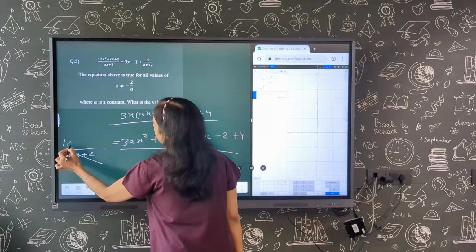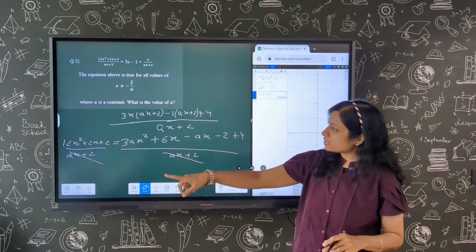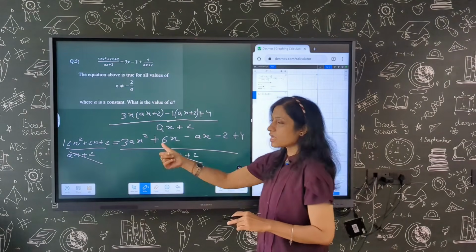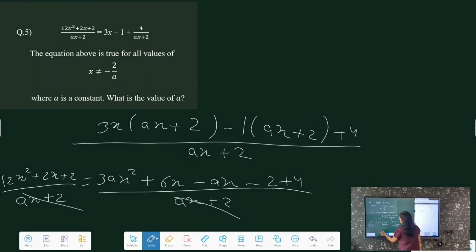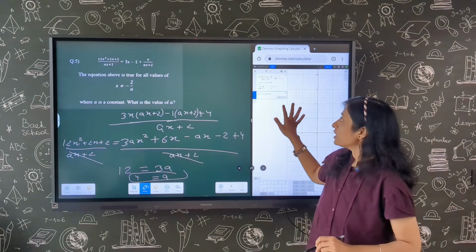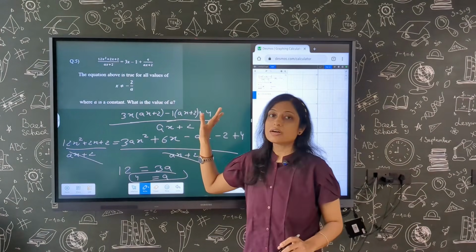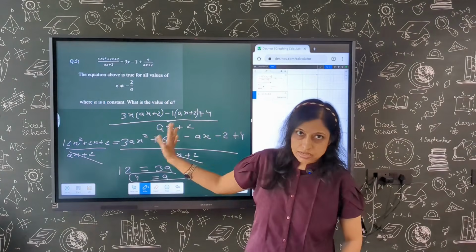In the numerator we have 12x square plus 2x plus 2. The x square coefficient on the left hand side is 12. On the right hand side we have 3ax square. So we will say 12 is equal to 3a. It means the value of a that we are getting is 4. So here we are getting a as 4, and here we are getting a as 4, just after the LCM and then comparison.